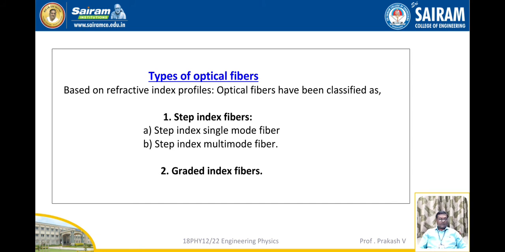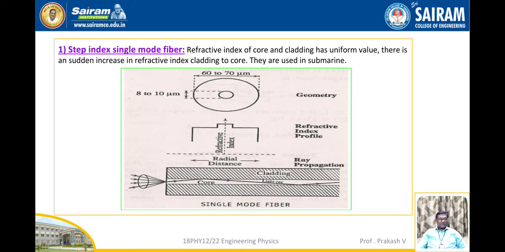So here there are actually two types, step index fibers and graded index fibers. In case of step index fibers, we come across two types, that is step index single mode fiber and step index multi-mode fiber. So totally, if we consider, there are three types. In step index fibers, two types, and another one is graded index optical fibers. Now let us consider the first one, that is step index single mode fiber.